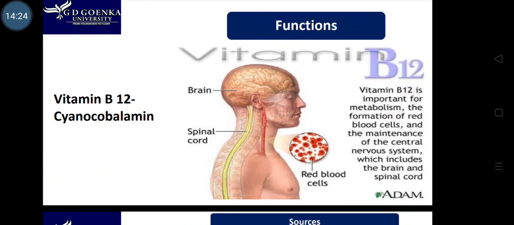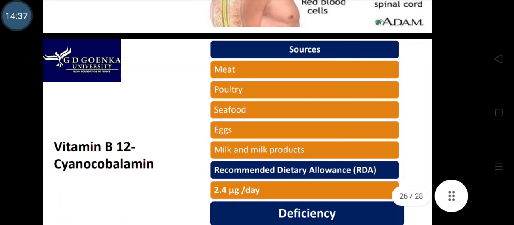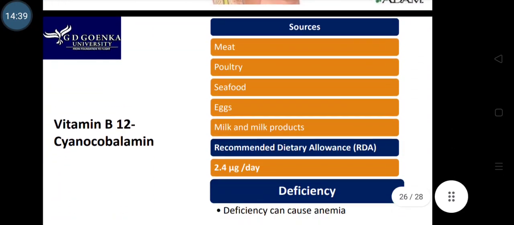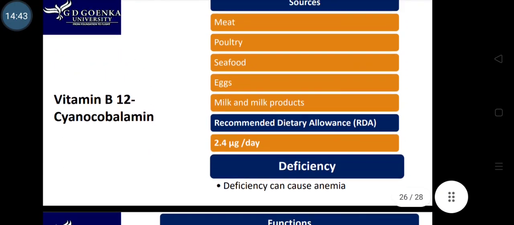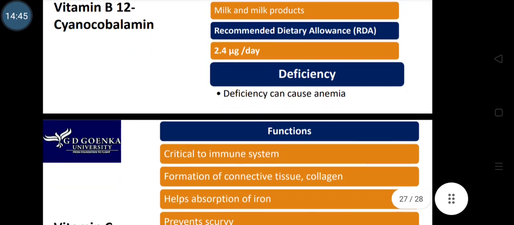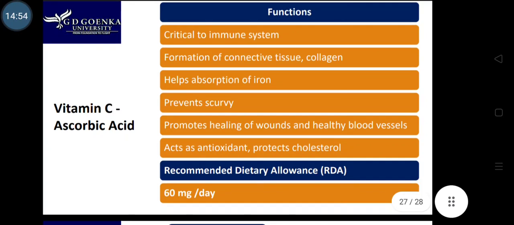Function of vitamin B12: it helps in the formation of blood cells and maintains the central nervous system, like the brain and spinal cord. Sources of vitamin B12 are meat, poultry, seafood, eggs, milk, and milk products. The daily requirement is 2.4 microgram per day. Deficiency causes anemia.